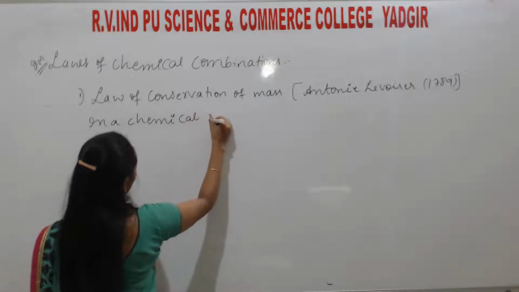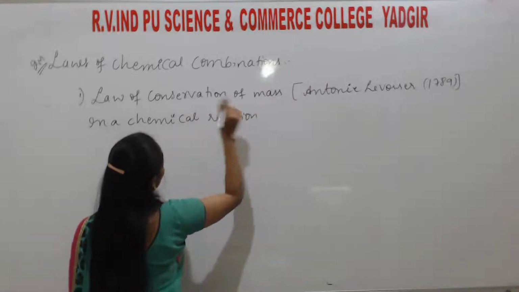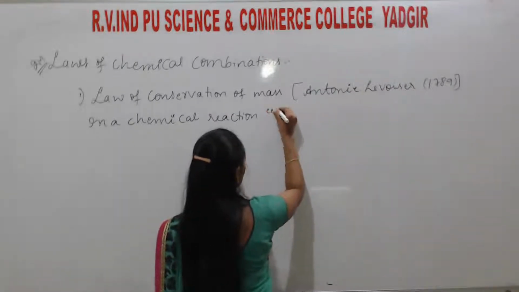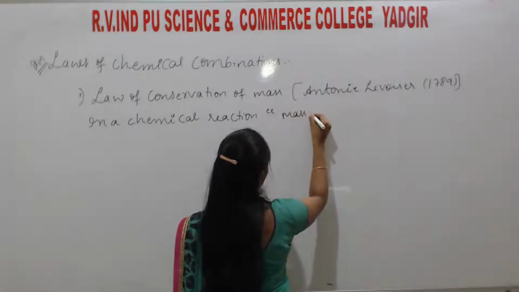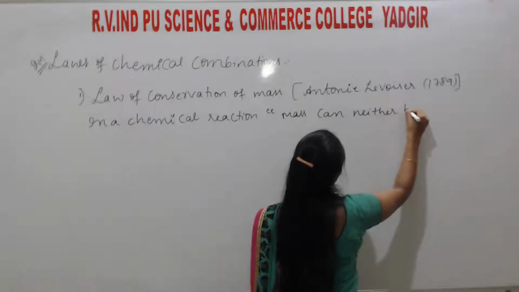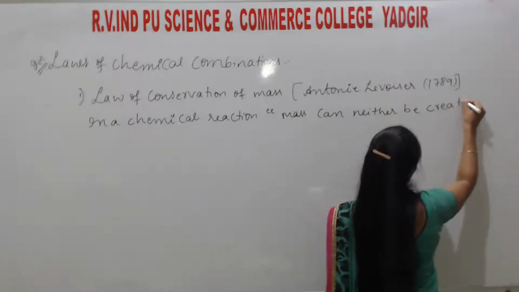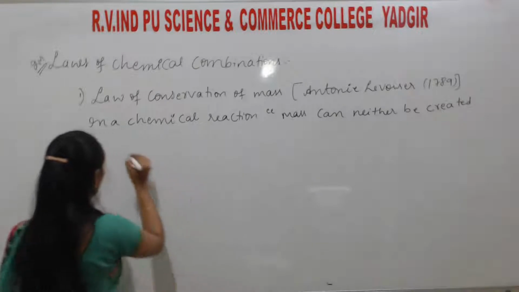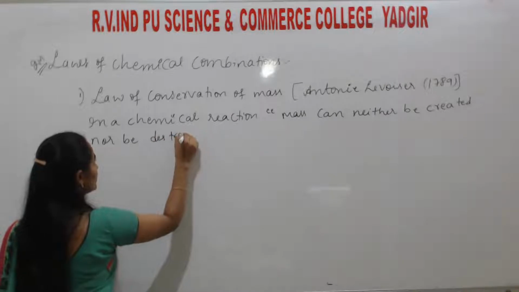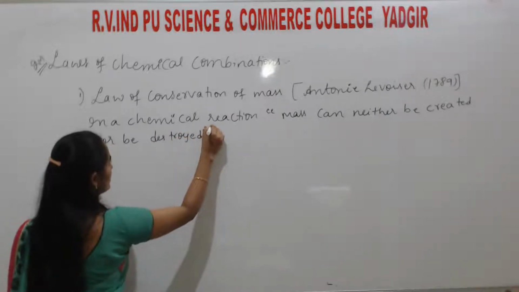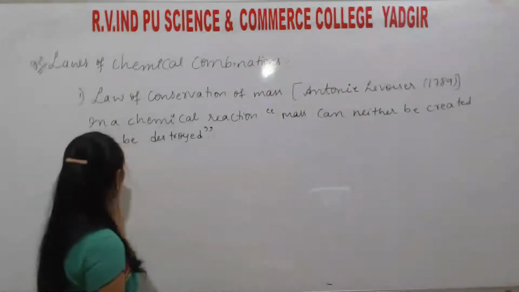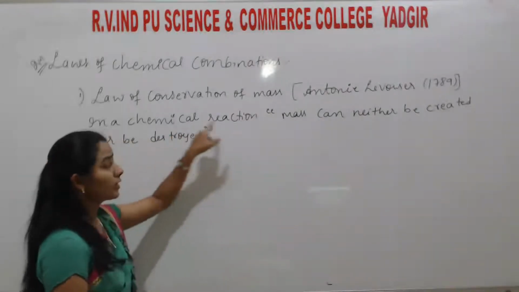In a chemical reaction, because we are studying chemical combination. In a chemical reaction, mass can neither be created nor be destroyed. This is the law of conservation of mass. Mass can neither be created nor be destroyed. In what? In a chemical reaction.